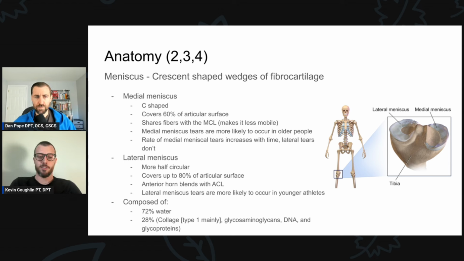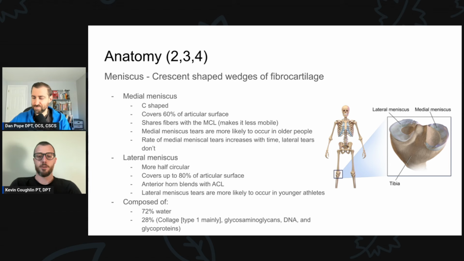The lateral meniscus is more half circular in shape. It covers about 80% of the articular surface. So there's quite a bit of joint contact there between the femur and the lateral meniscus. The anterior horn blends with the ACL. So we'll talk about this because we see that lateral meniscus tears are more commonly associated with ACL tears. So when we get into that, we'll discuss that.